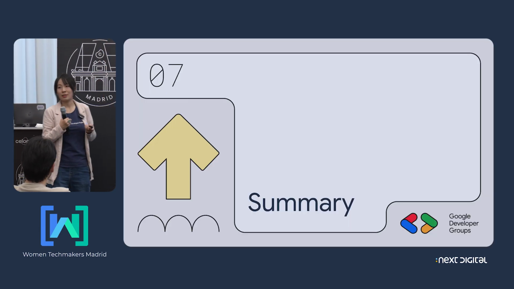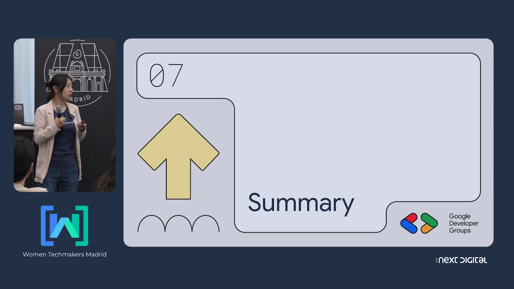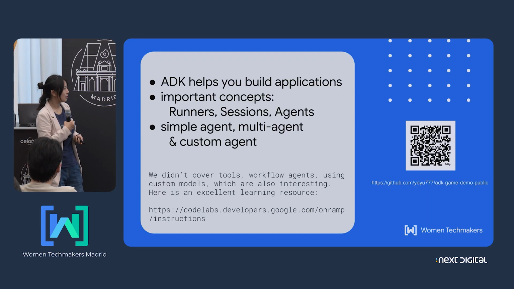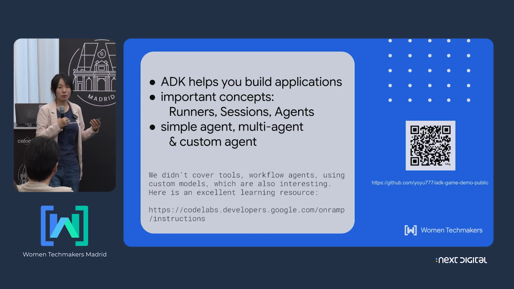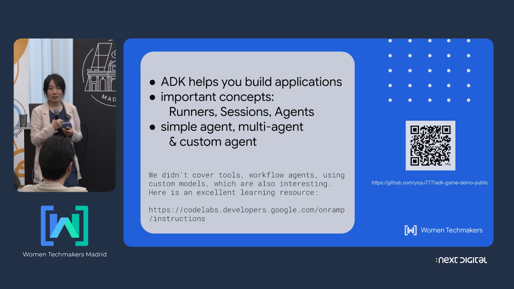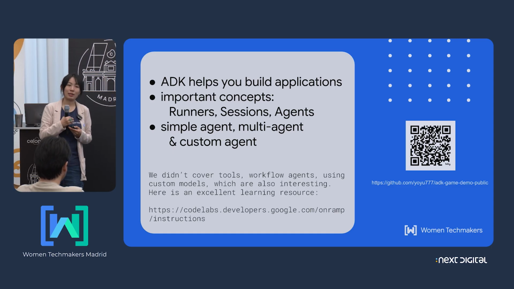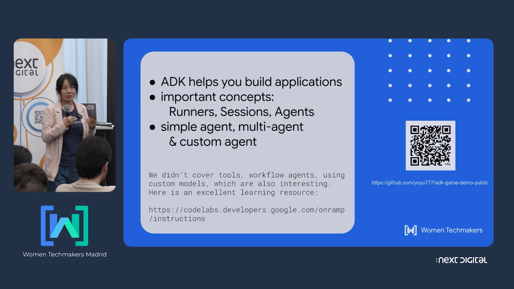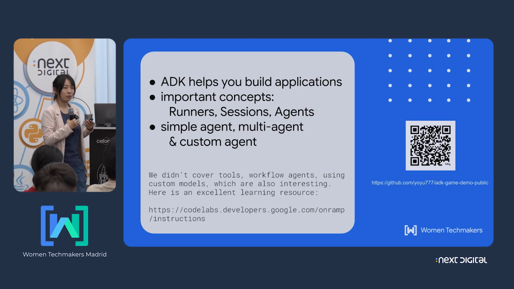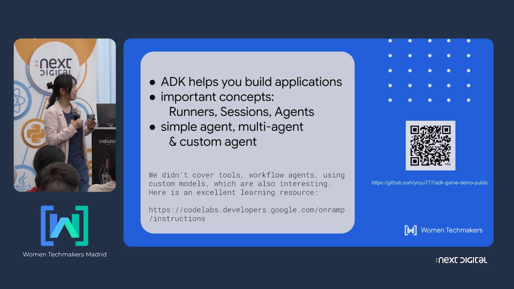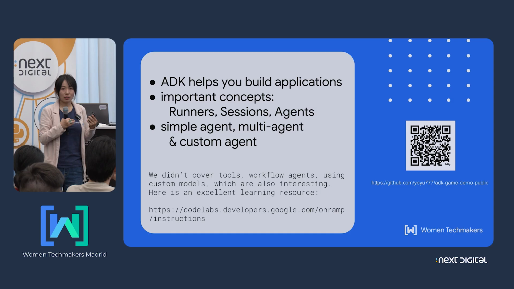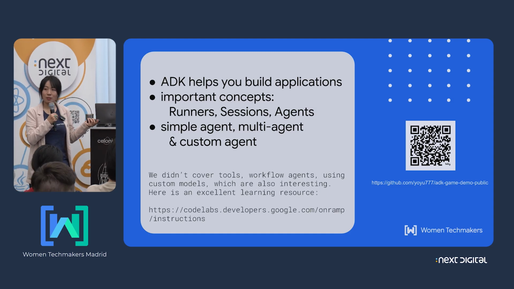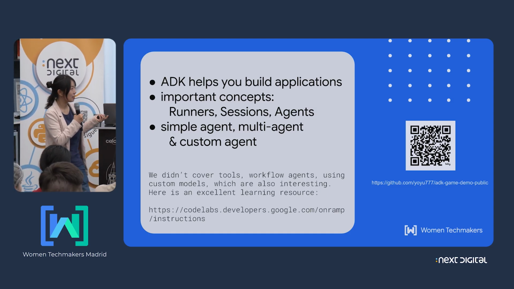So that leads us to almost the end of the talk. This is a short talk. We introduced what ADK is: a framework that helps us rethink software architecture to build sophisticated applications. And we introduced some important concepts such as runners, sessions, and agents.